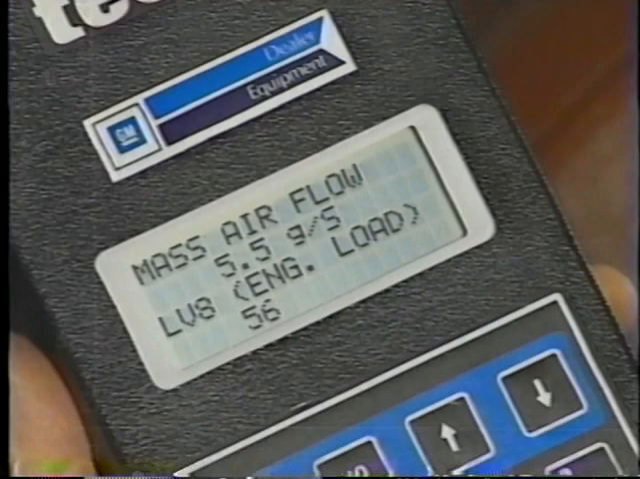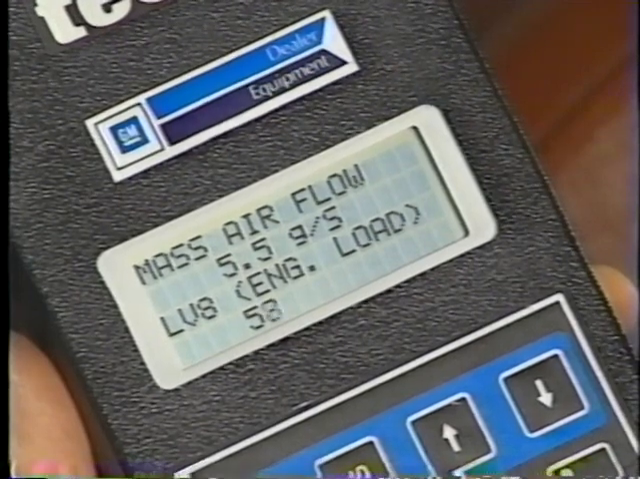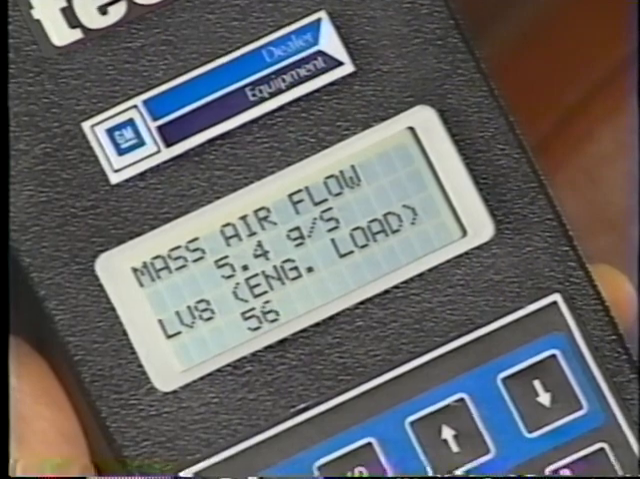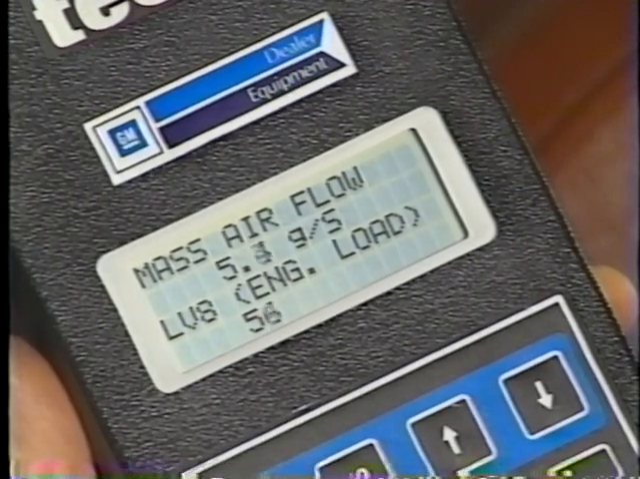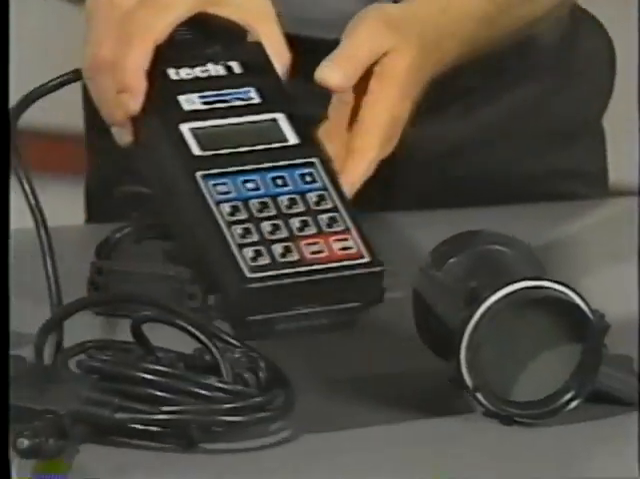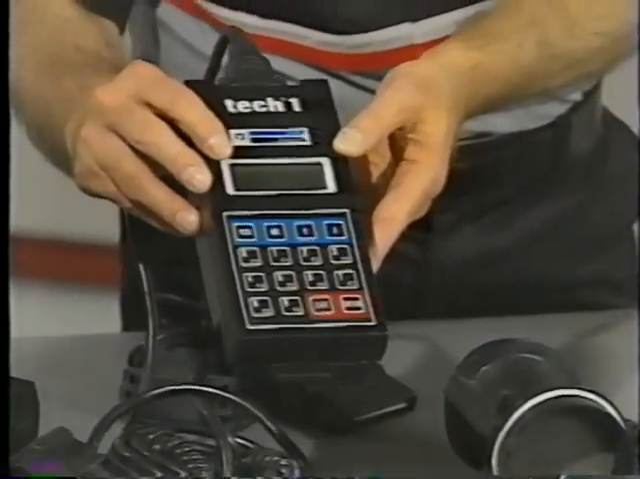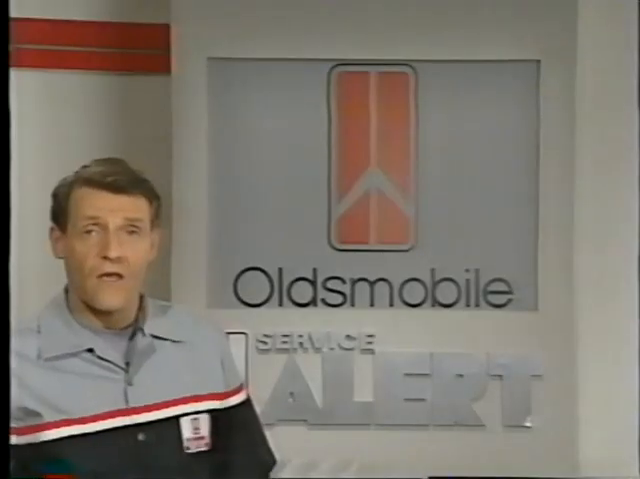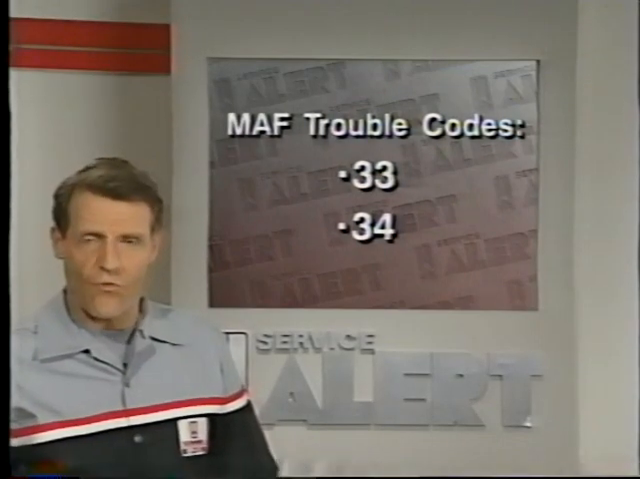You can also use a scan tool to look at MAF signals. Keep in mind, however, that a scan tool displays grams per second values calculated by the controller, not the raw signal. A scan tool is the best way to check for trouble codes associated with the MAF sensor. These are codes 33 and 34.